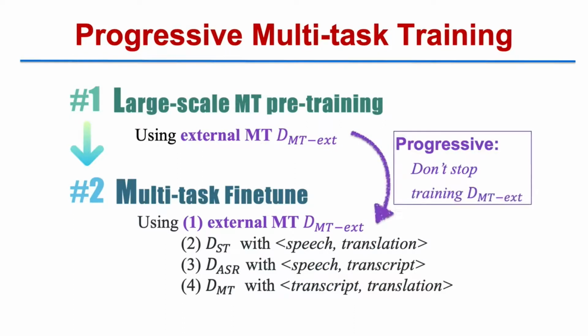And we call the process progressive since we highly recommend you to continue training on the external MT data in the second stage. And later, in the experiment part, we will show that the training strategy works pretty well and the little differences in the training tricks will make a large impact on the final performance.